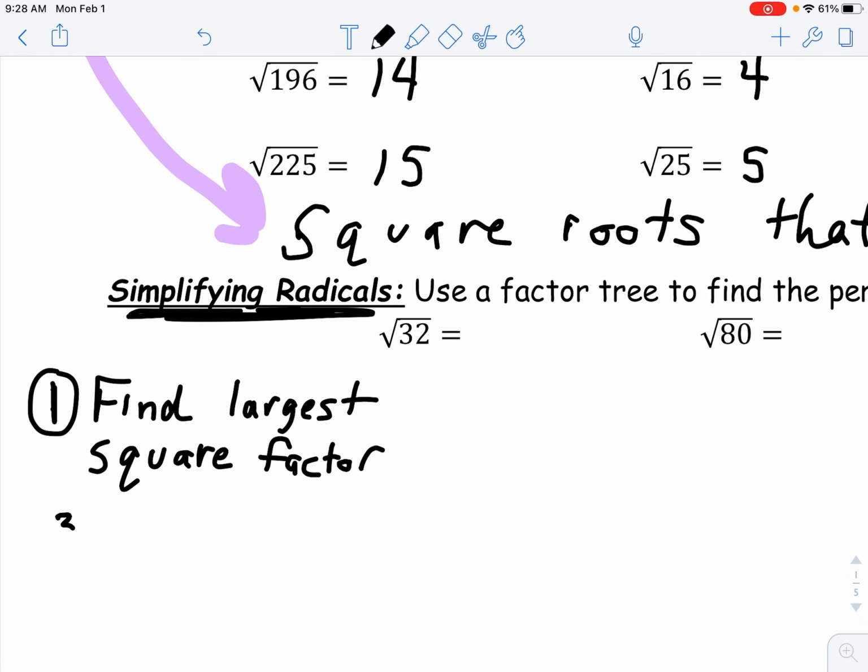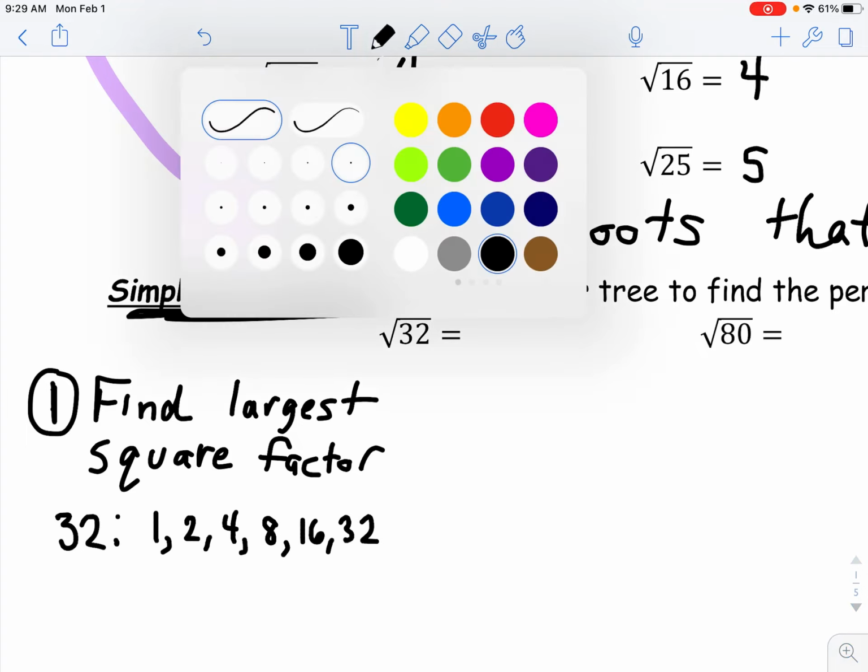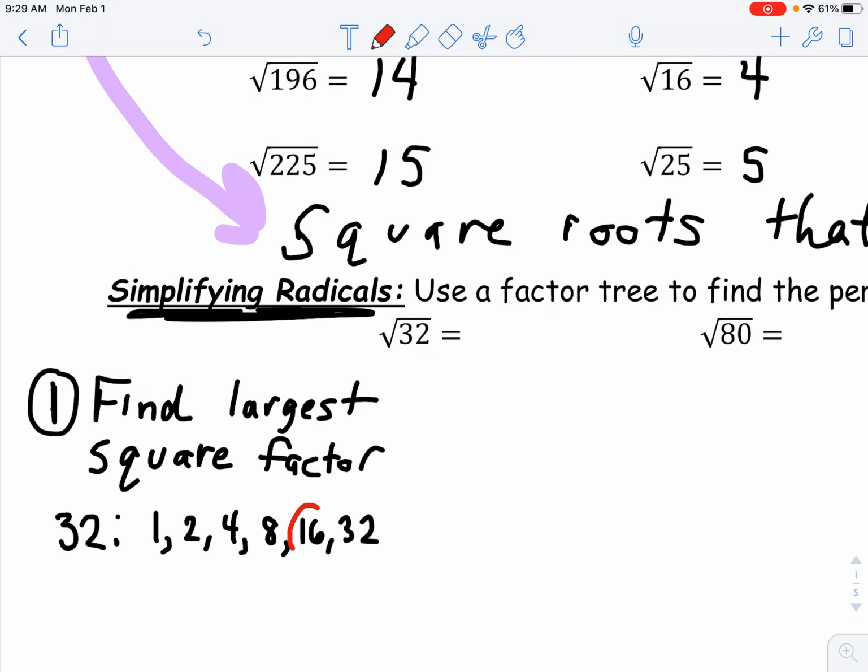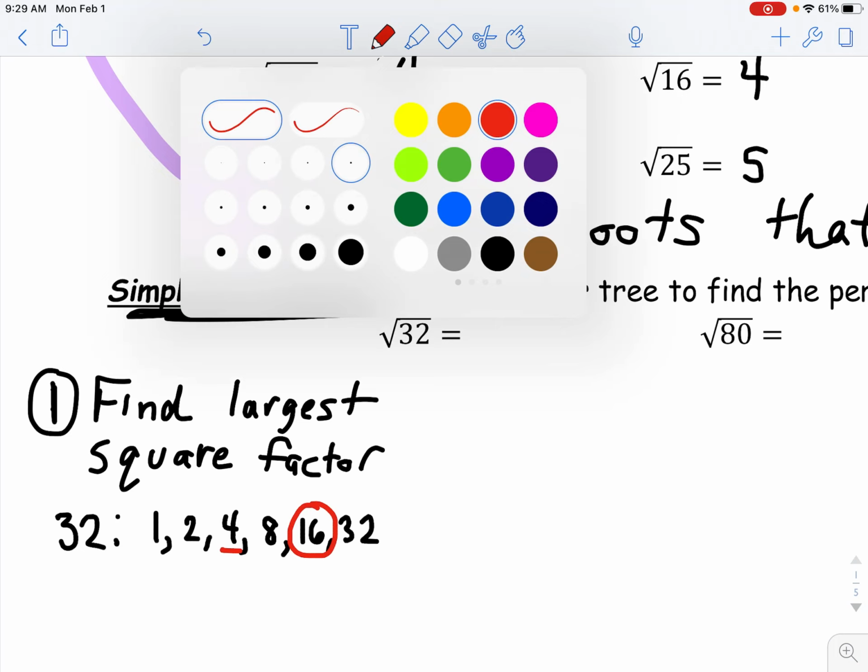So in this case, the factors of 32 are 1, 2, 4, 8, 16, 32. These are all factors of 32. Now what's the largest square factor? It's very important that we find the largest square factor. It's 16. 4 is a square factor. All these numbers are factors. But if we find 16, look how easy of a problem this becomes.